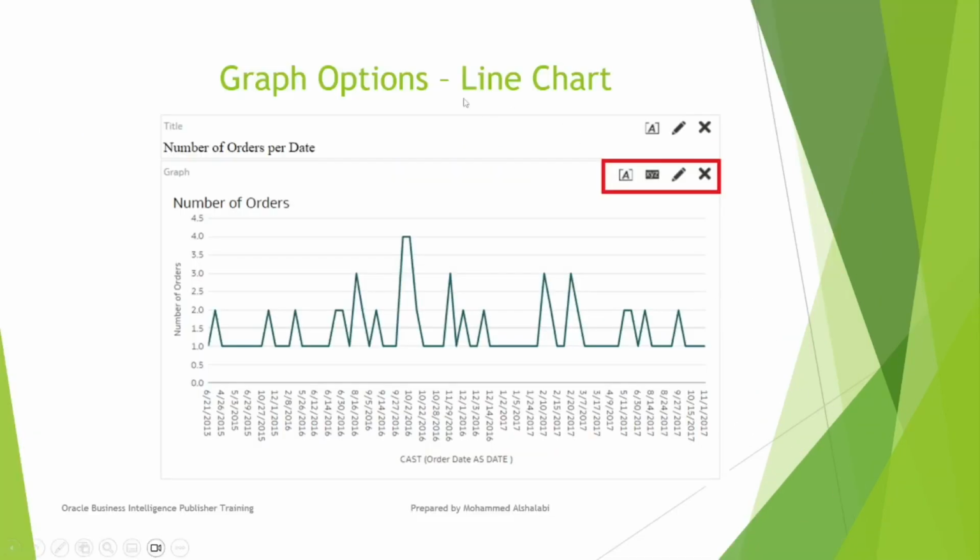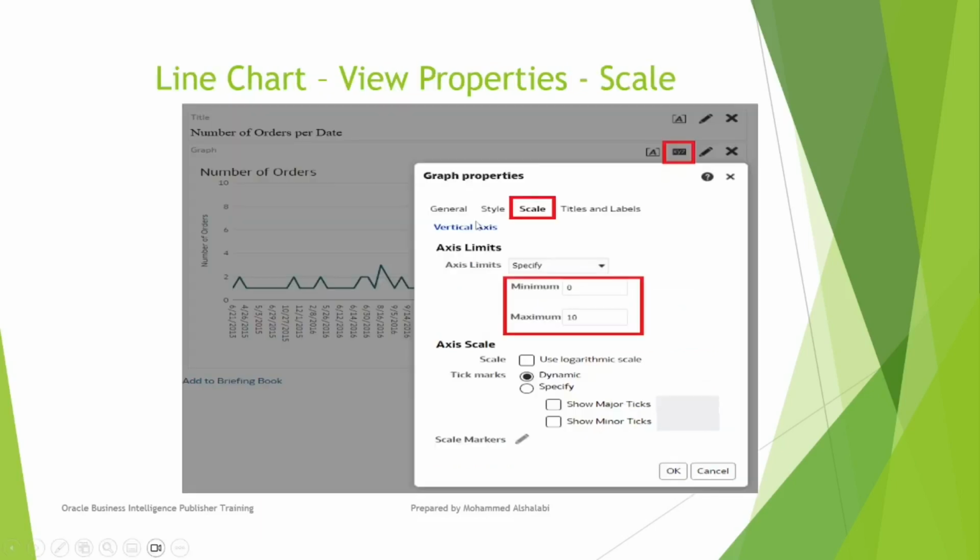In this line chart, we also have 4 options. The first option is format container. The second one is view properties. The third one is edit view. And the fourth one is remove view from compound layout. Few options are different compared with the pie chart. Let me cover these options.